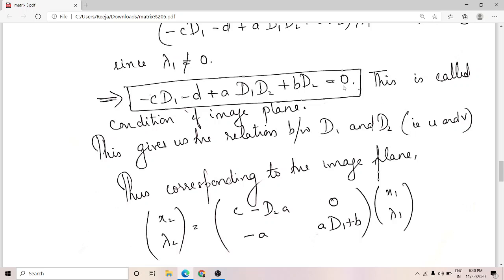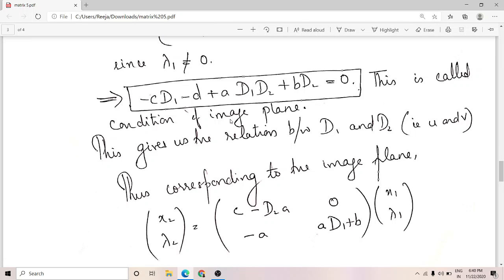What are D1 and D2? D1 is actually the object distance and D2 is the image distance. Now, if this term is 0, then the corresponding image plane is obtained as x2 lambda 2 is equal to c minus d2a minus a 0 a d1 plus b into x1 lambda 1.